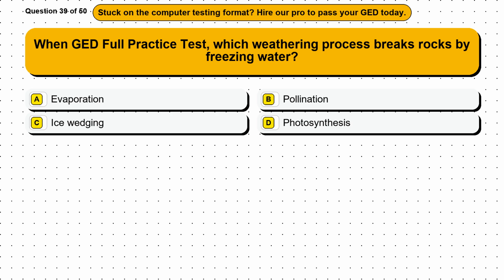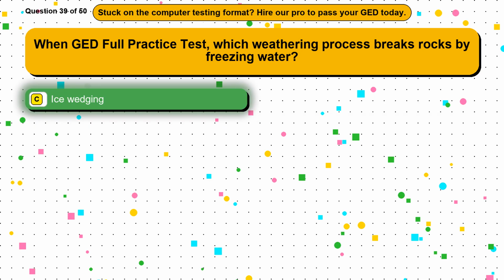Question 39. When GED Full Practice Test, which weathering process breaks rocks by freezing water? Option A, evaporation. Option B, pollination. Option C, ice wedging. Option D, photosynthesis. The correct answer is option C, ice wedging.